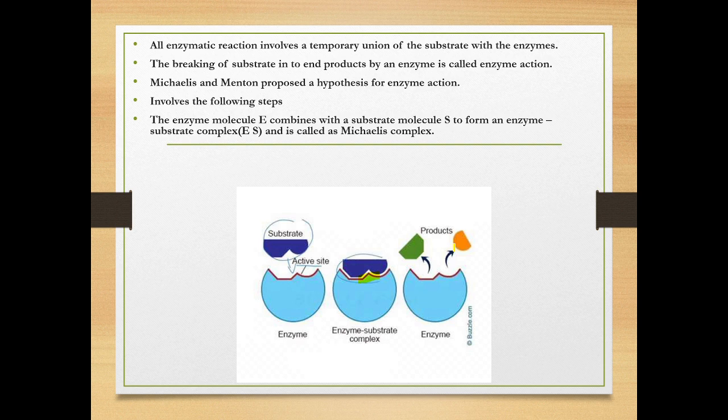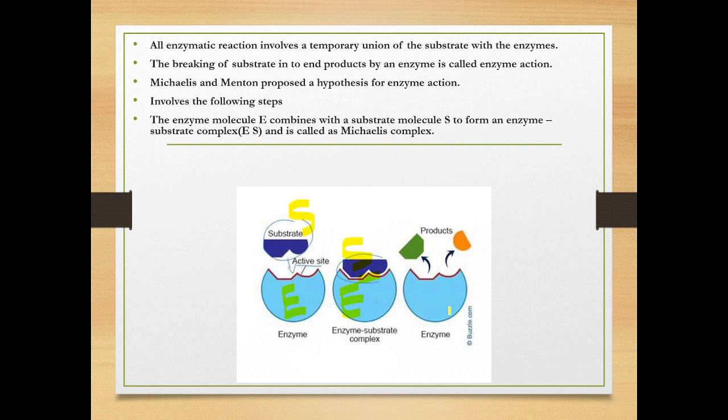There are two scientists, Michaelis and Menten, who proposed a hypothesis for enzyme action. How a substrate is converted to its product was proposed by Michaelis and Menten. And what are the steps involved? First step, the enzyme, which stands for E, combines with a substrate molecule called S to form an enzyme-substrate complex. So this is the enzyme, this is the substrate, and the enzyme-substrate complex is formed. This is also known as the Michaelis complex.